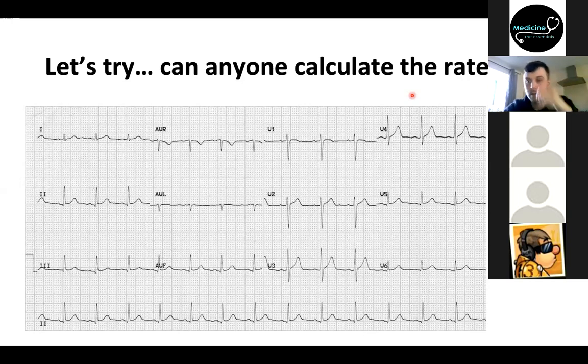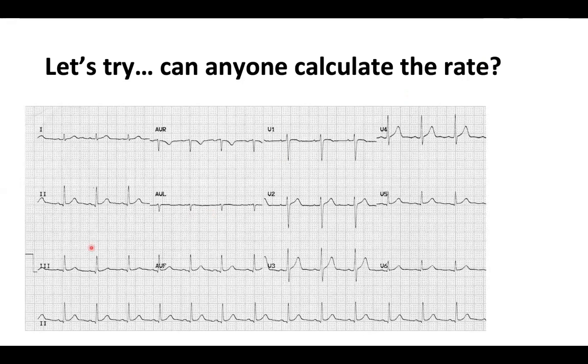Okay, so good. Thanks, Logan. So we'll go through this now. 300, okay, so we'll look at the number of big squares. If there's a rhythm strip, I like to use the multiply by 6 method. So count the number of complexes, 1, 2, 3, 4, 5, 6, 7, 8, 9, 10, 11, 12, 13, and then 13 multiplied by 6.